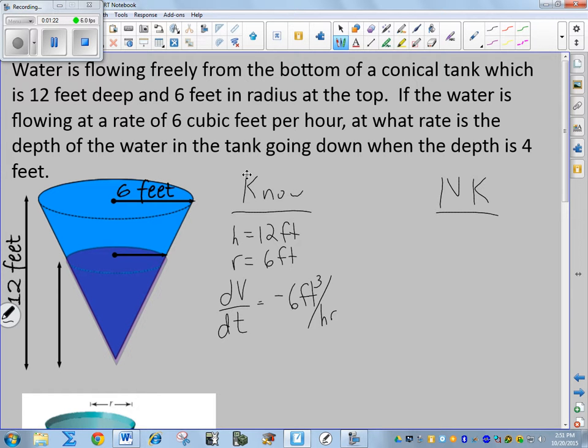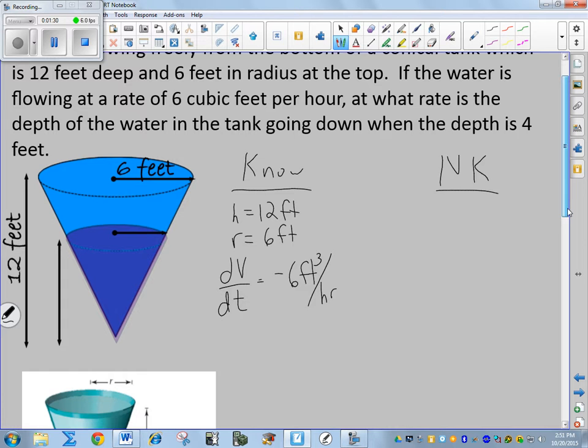You guys realize this is a ginormous cone, 6 feet by 12 feet? Yeah, just saying.